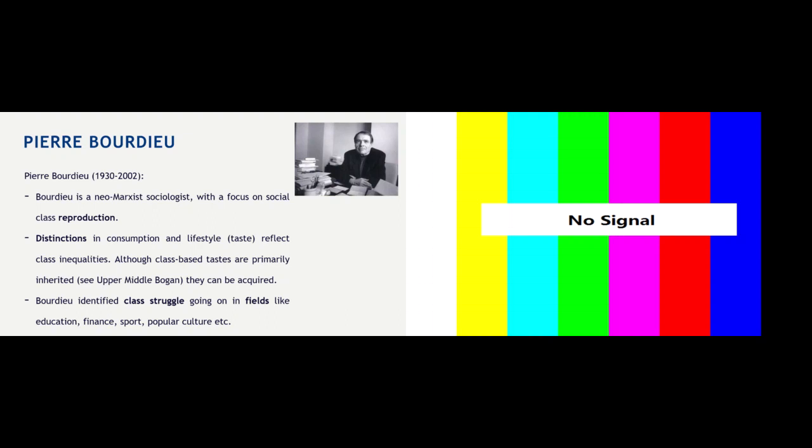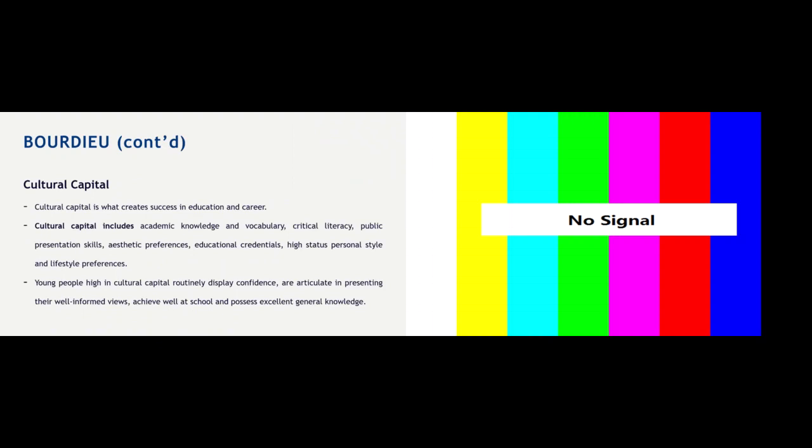So Bourdieu was interested in class struggles in much the way that Marx was, even though he understood class quite differently. So as I was saying, he was interested in not only someone's access to economic goods, but also their access to cultural knowledge, to things that were socially valued and associated with certain class positions. So cultural capital includes things like academic knowledge and one's vocabulary, so the way someone speaks, their public presentation skills, aesthetic preferences, educational credentials, all sorts of things. So essentially these cultural factors.